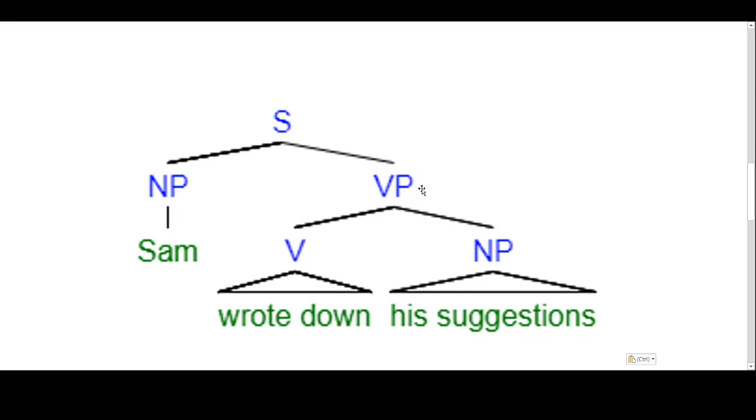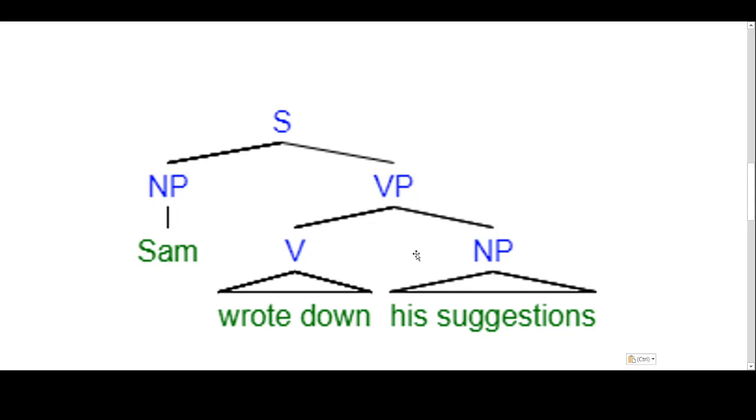But we have to test that. We can't just say that. You have to prove it. For example, Sam wrote down his suggestions and Kim did so too. Yeah. Now, did so too replaces all of this. Now, that's evidence that this is a constituent, and the tree reflects this fact that these four words are a constituent because they're all under one node in the tree.